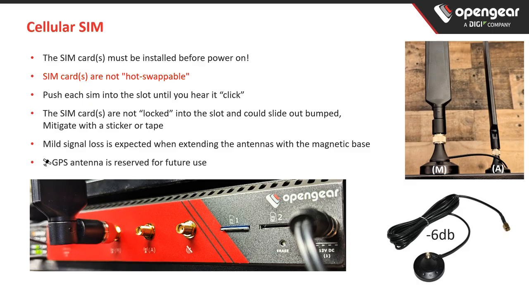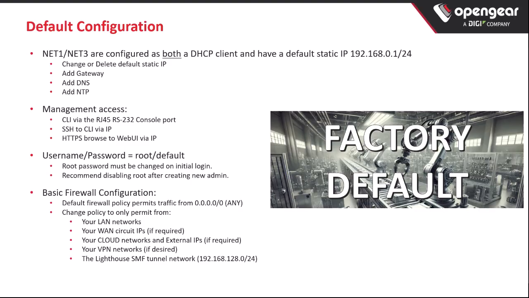Regarding the configurations you can expect out of the box, note that Net 1 and, if there is one, Net 3 are both configured as DHCP clients and they have a static IP.